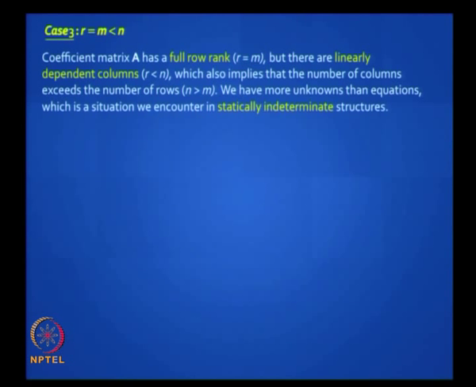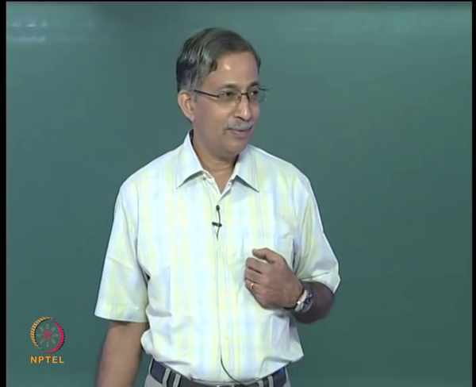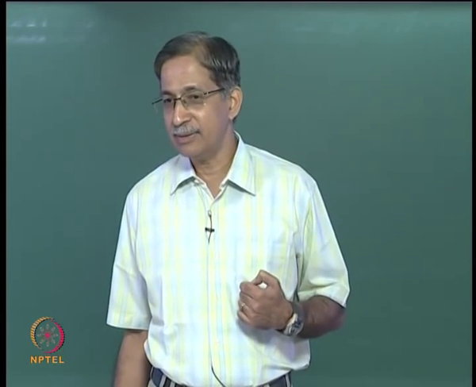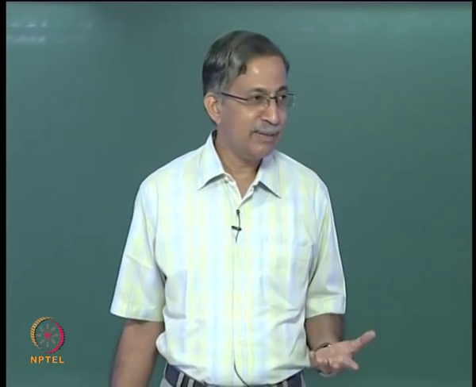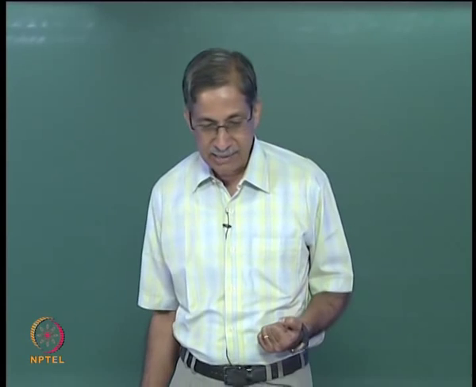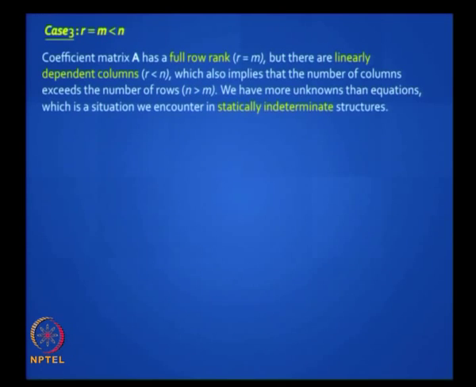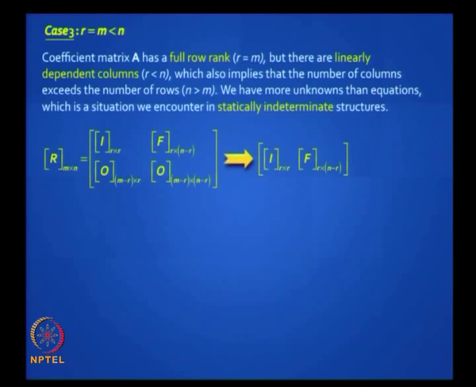What is case 3? R equal to m less than n. When do you get such a situation? When do you get more unknowns and fewer equations, statically indeterminate structures. So, coefficient matrix A has a full row rank, but there are linearly dependent columns, which also implies that the number of columns exceeds the number of rows. We have more unknowns than equations. It is a situation we encounter in statically indeterminate structures.